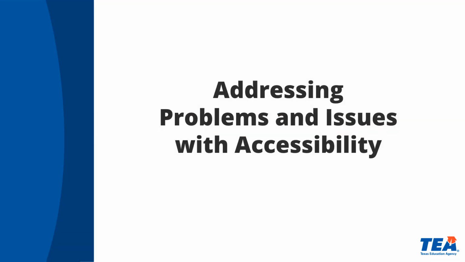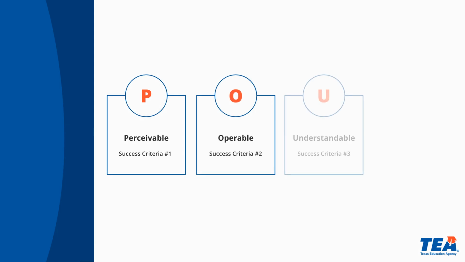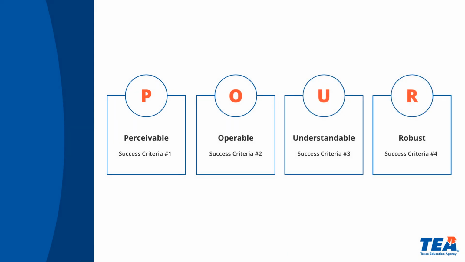As you begin to prepare and review your materials, problems or issues may be identified. Being aware of common issues can go a long way in helping you avoid them. Let's look closely at a few of these problems and possible solutions. We will use the acronym POUR, or Perceivable, Operable, Understandable, and Robust, to guide our exploration. Each of these areas is directly aligned to one of the 4 success criteria of WCAG 2.1.